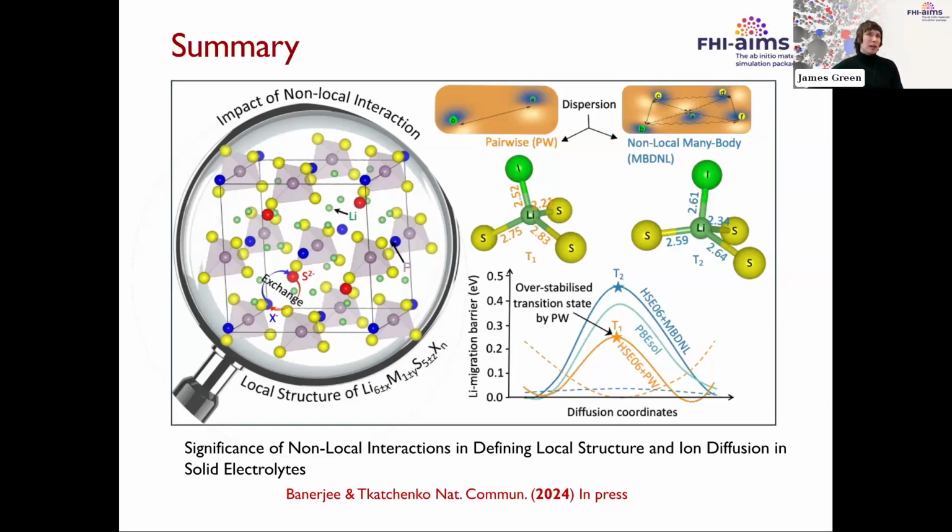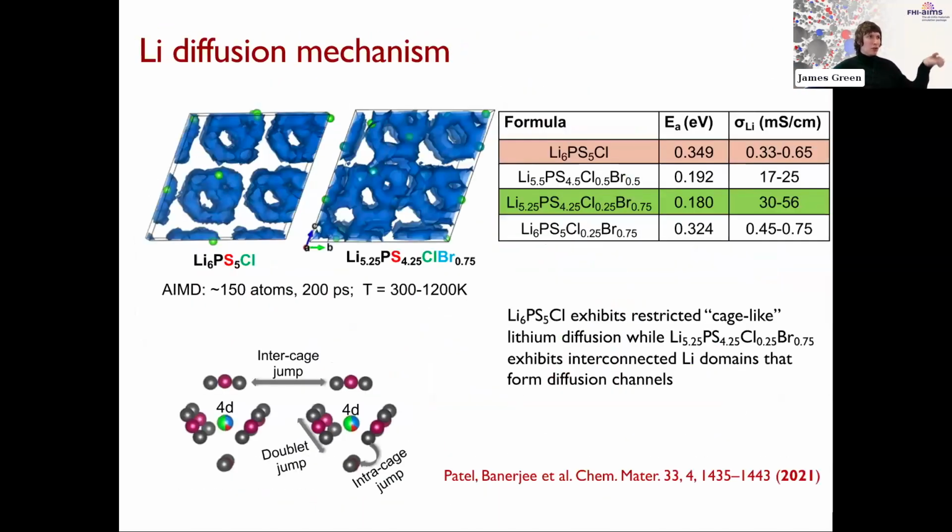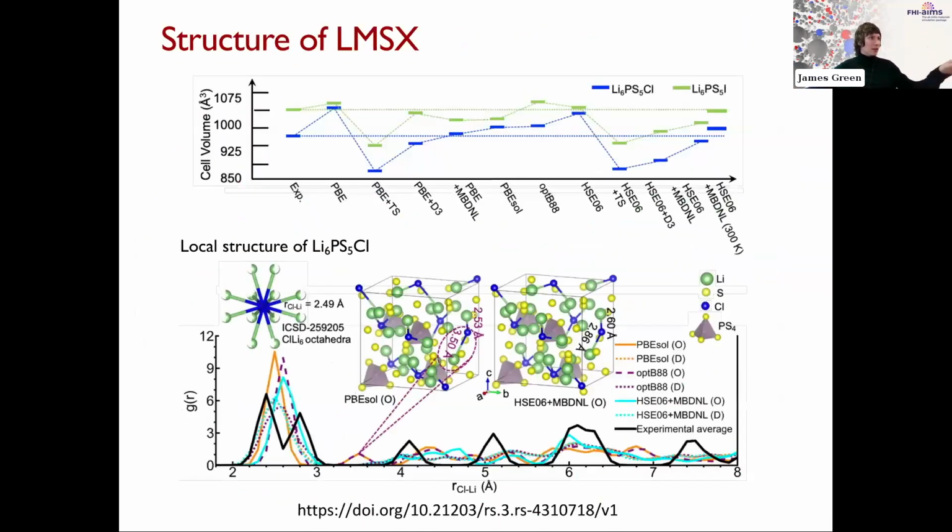But maybe I could just start with a quick question. In the chlorine-lithium distances g(r) plot you showed, why were there two peaks at the low distances in the experiments and just one peak for the theory?